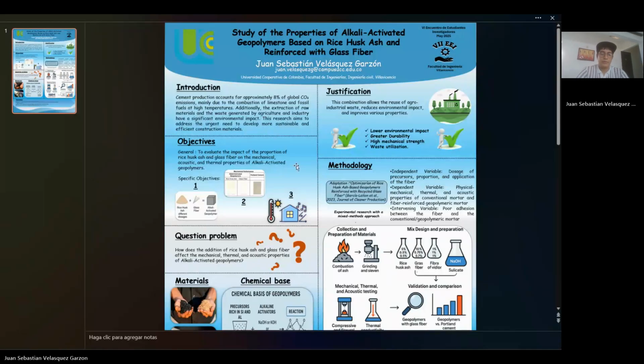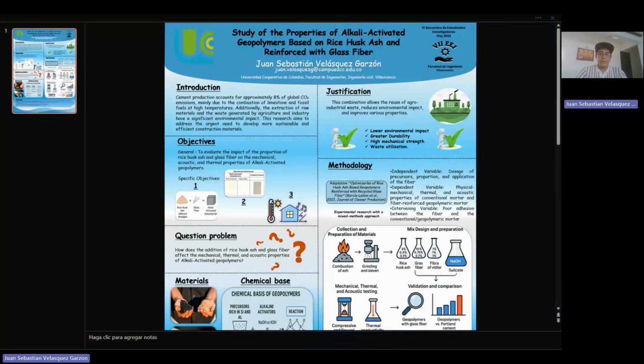Introduction. Cement is primarily produced from limestone, which is heated at high temperatures in a kiln. In the process, known as clinkerization, large amounts of CO2 are released as a byproduct of the chemical reaction. Additionally, the burning of fossil fuels to reach these high temperatures generates more CO2 emissions.